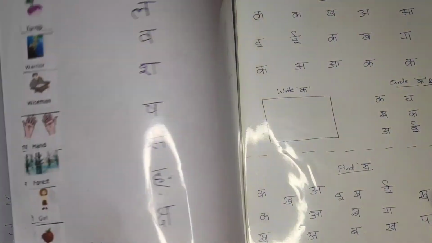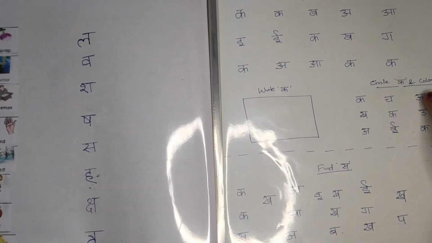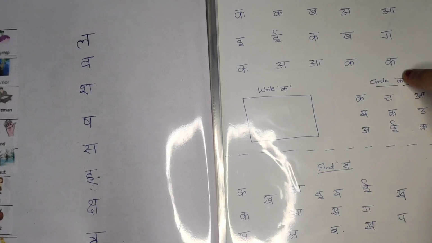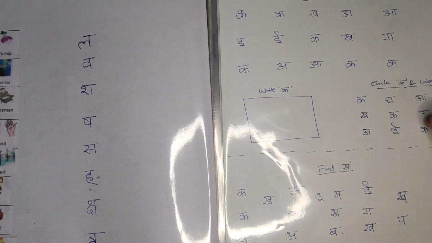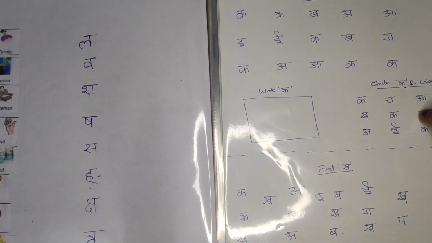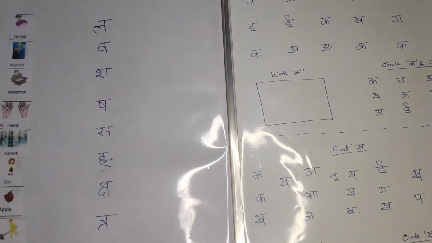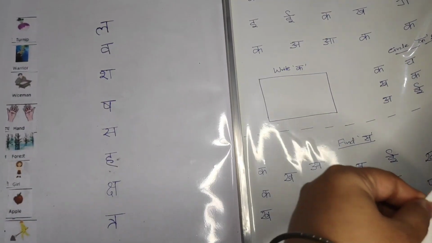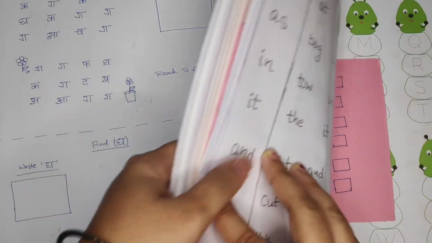Yeah, this kind of worksheet also you can use, where they have to circle. Suppose here you have written "in", so they have to find all the ins and then color them. That also you can do, and then ask them to write "in", because by this time they would have started writing. So you can use this kind of worksheet for sight words too.